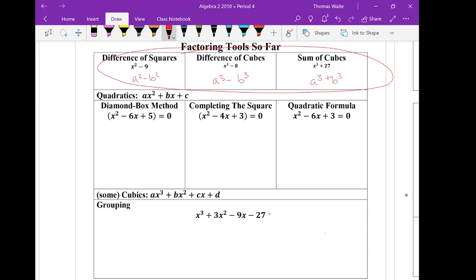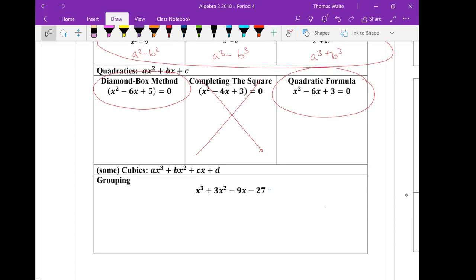And then down here under quadratics, there are a couple methods. The diamond box method is what we originally used to factor. Completing the square is an option. It's valid. If you know how to do it, great. We haven't covered it, and we probably won't have time to this year. Quadratic formula is the one we talked about in 12a. It works for any kind of problem, anytime. What we're going to focus on today is if we have any cubic functions. So that's functions with degree 3. And the method that we're going to focus on today is grouping.